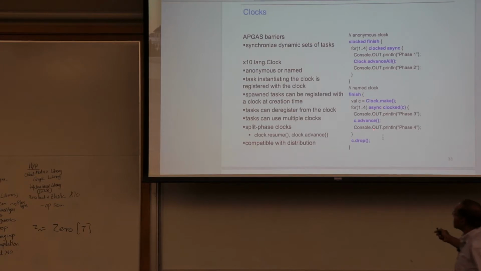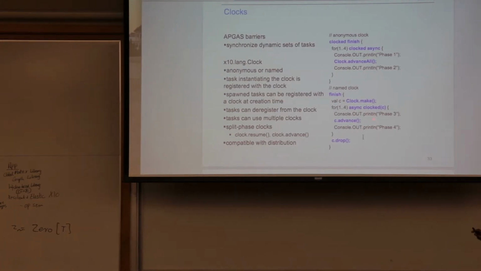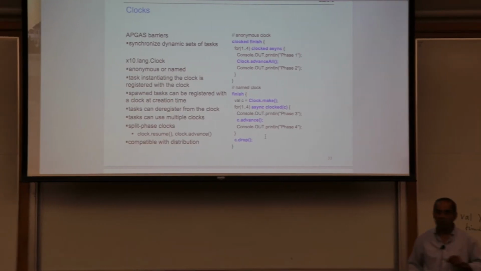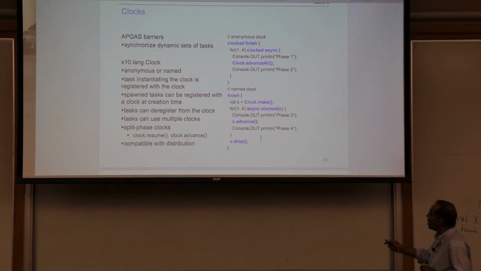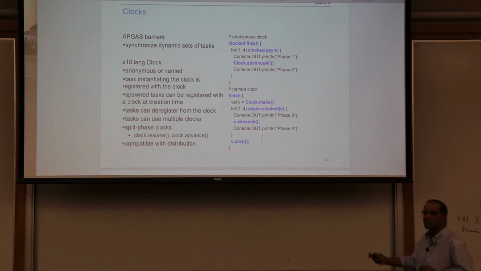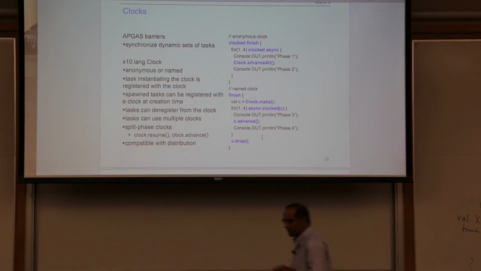Now, there is also a named version of it which lets you treat this clock as a data structure. It lives in the heap, and now you can pass around this C to various places, and in particular, you can invoke an advance just on it, that's C.advance, and you can explicitly drop. So here, a clocked async termination does an implicit drop. There is no method available to drop it. But here you can explicitly drop this thing.